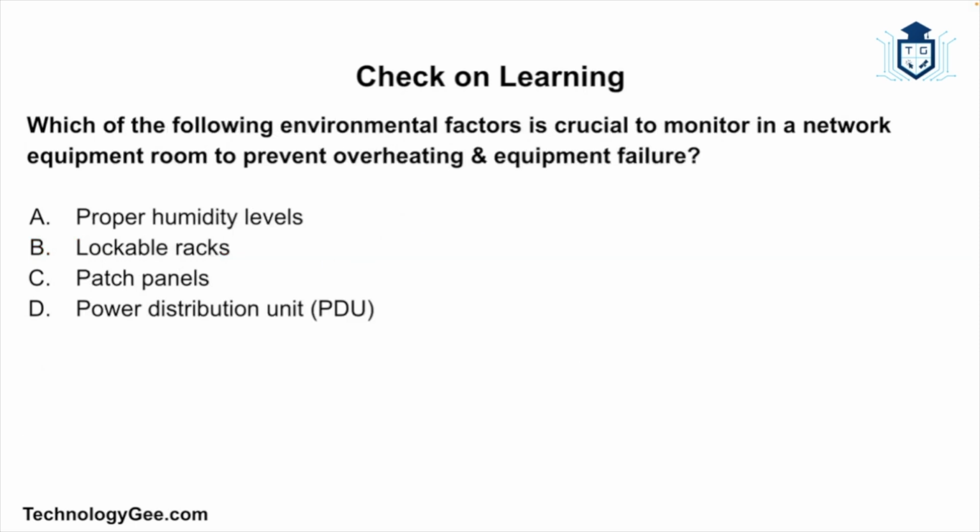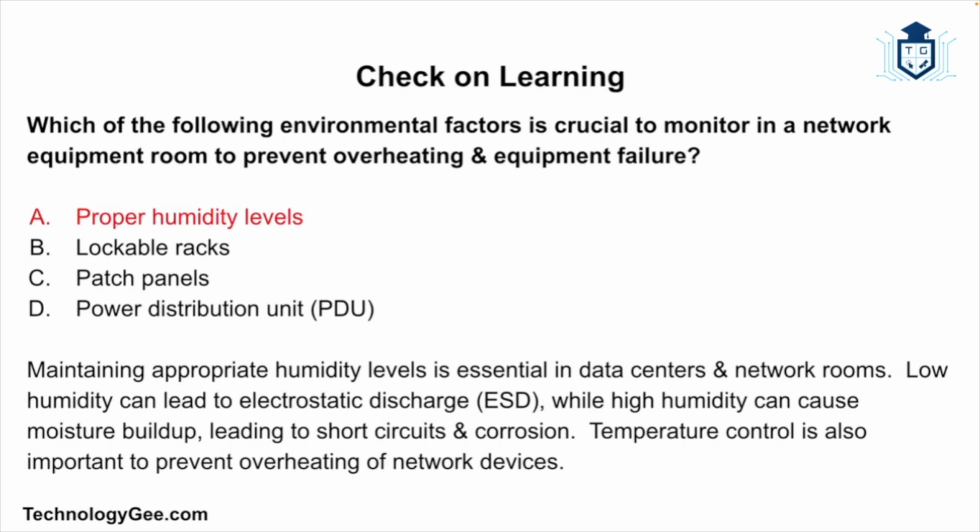And our final question, which of the following environmental factors is crucial to monitor in a network equipment room to prevent overheating and equipment failure? Would this be proper humidity levels, lockable racks, patch panels, or power distribution units? And of course, the answer is going to be proper humidity levels.